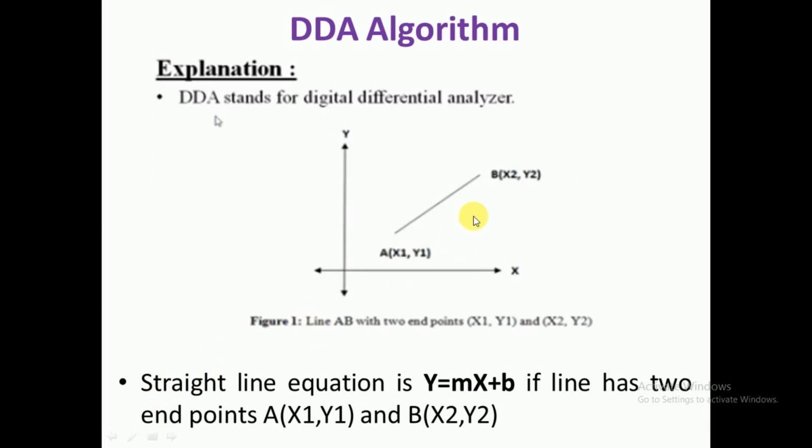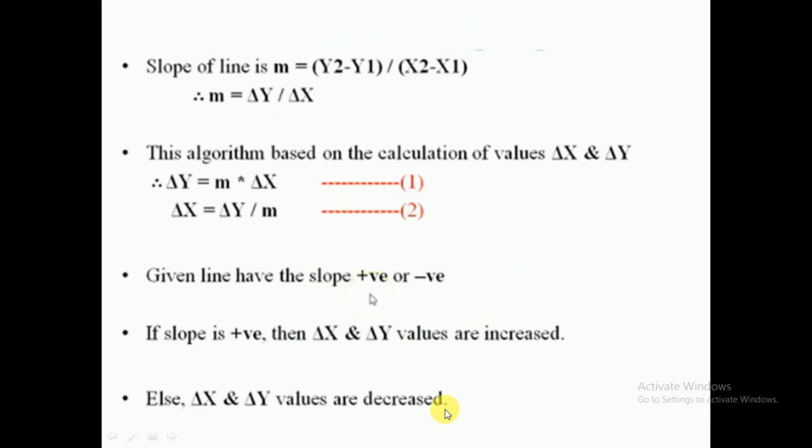Then how does this algorithm, the DDA algorithm, work? The DDA algorithm takes the straight line equation, that is y equal to mx plus b. If the line has two endpoints, that is A as x1 y1 and B as x2 y2, then all of you know how to calculate the slope of a line. Slope m equals y2 minus y1 by x2 minus x1, right? y2 minus y1 is nothing but delta y, x2 minus x1 is nothing but delta x, that is m equal to delta y by delta x.